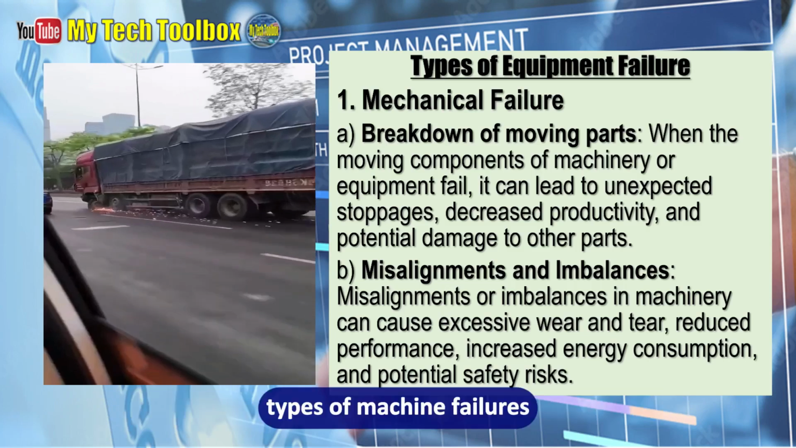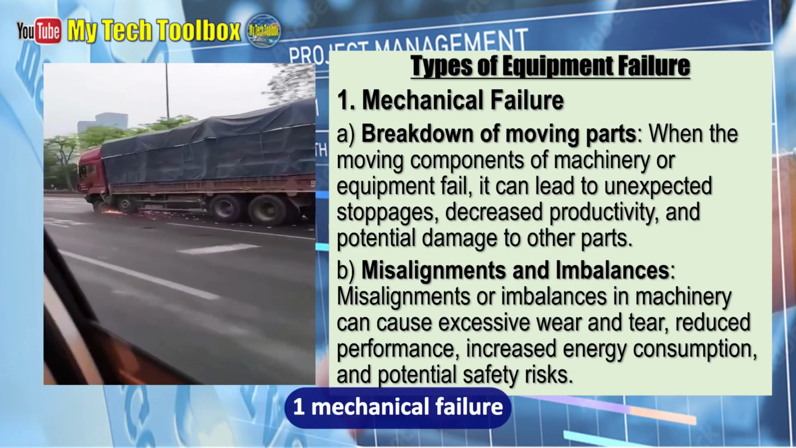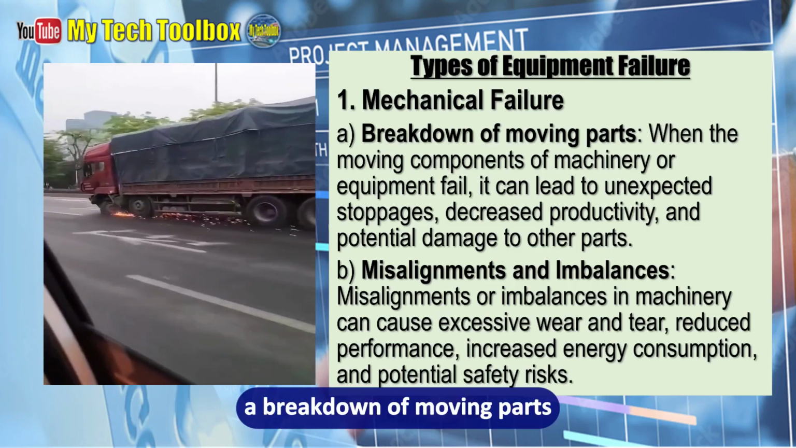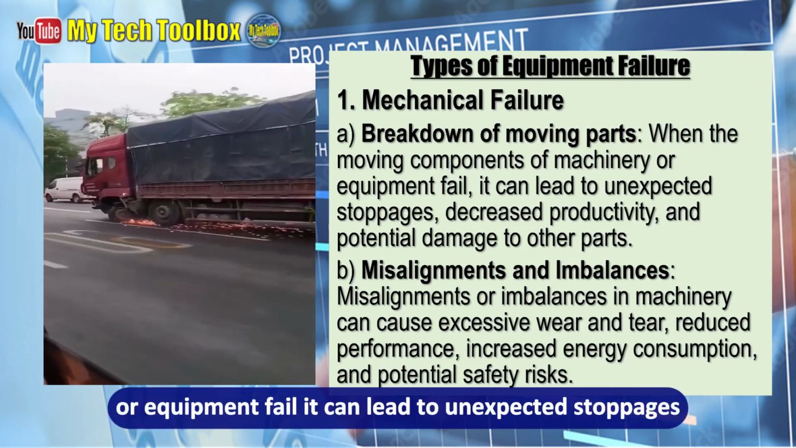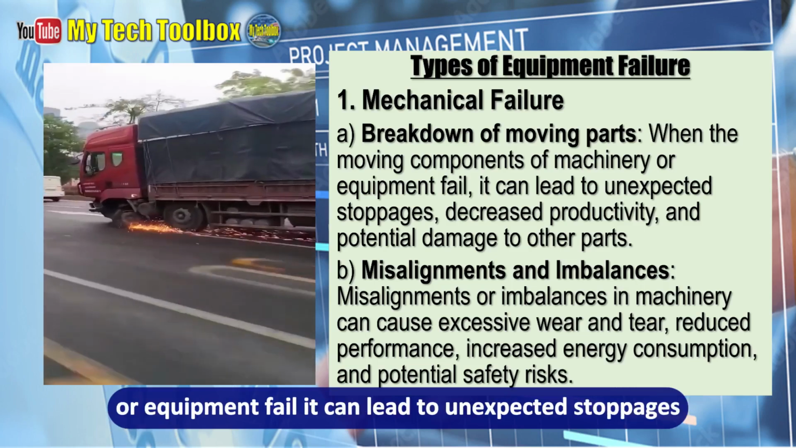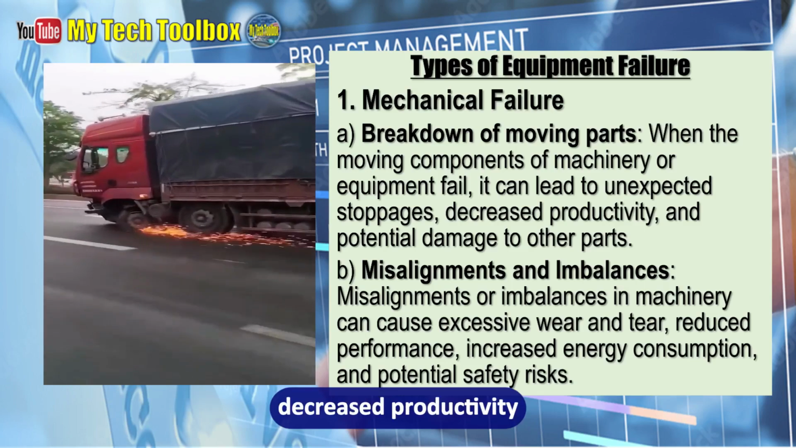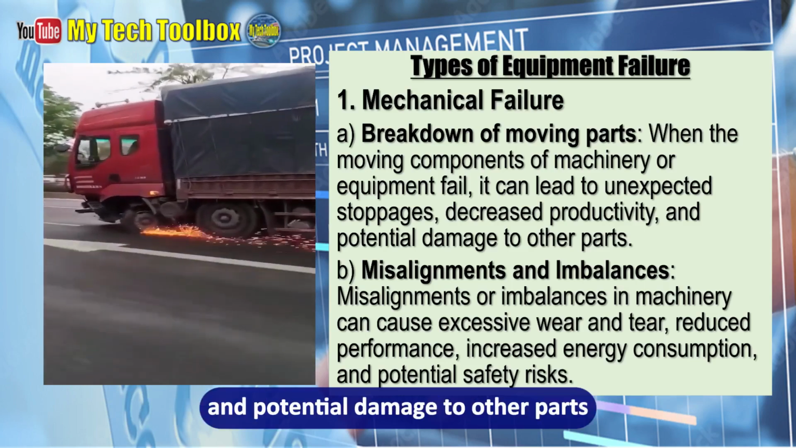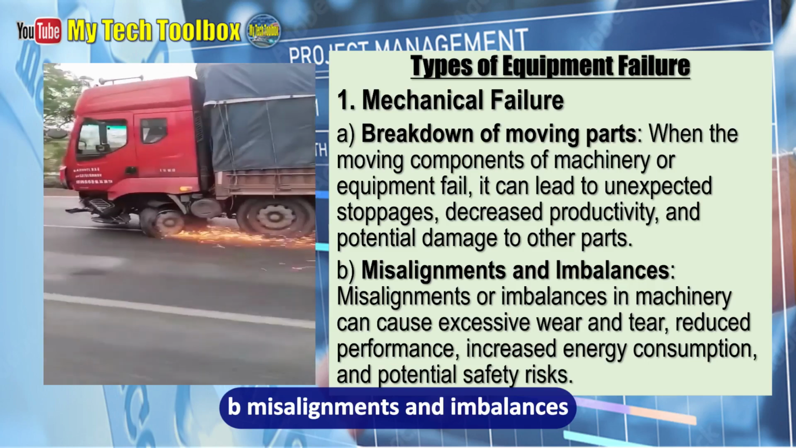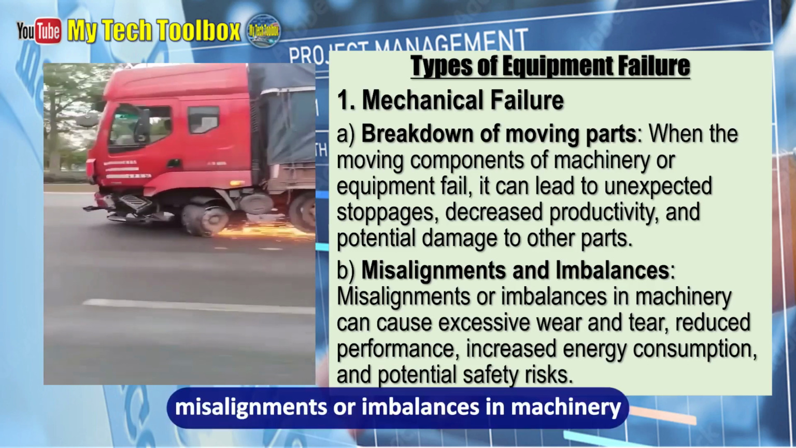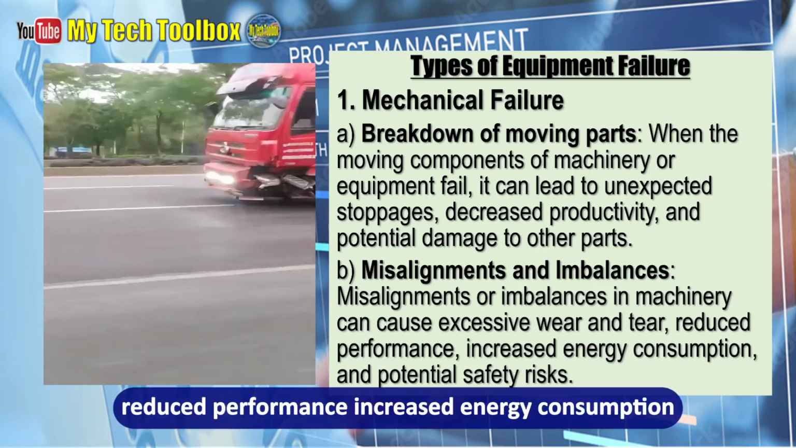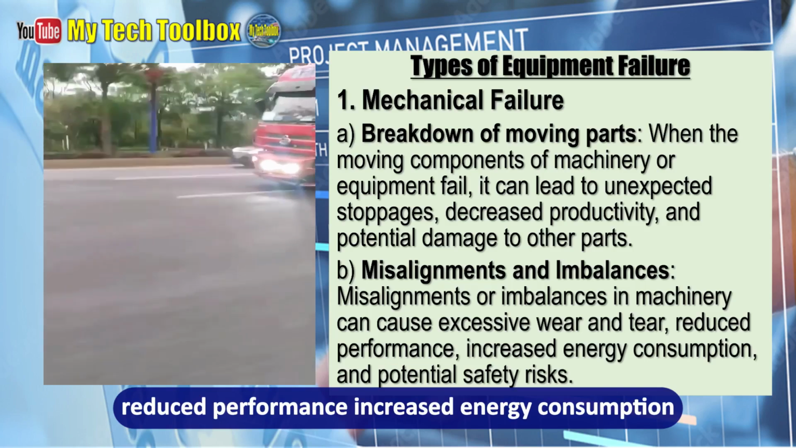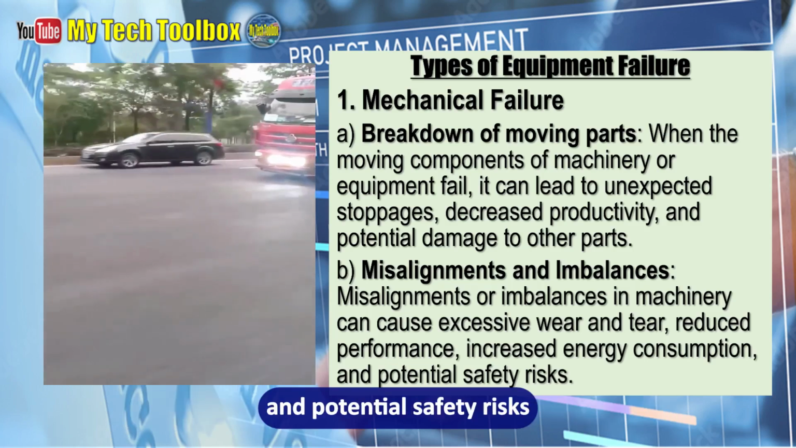Types of machine failures. 1. Mechanical failure. A. Breakdown of moving parts. When the moving components of machinery or equipment fail, it can lead to unexpected stoppages, decreased productivity, and potential damage to other parts. B. Misalignments and imbalances. Misalignments or imbalances in machinery can cause excessive wear and tear, reduced performance, increased energy consumption, and potential safety risks.